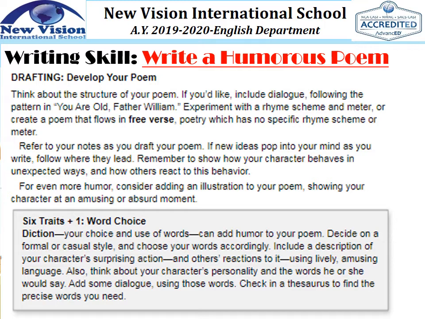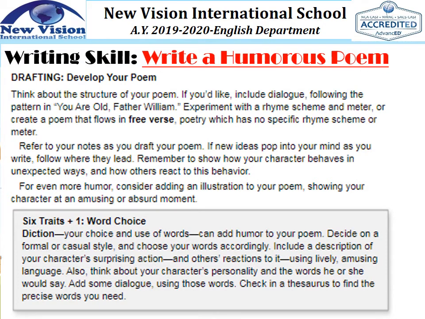Then, refer to your notes as you draft your poem. If new ideas pop into your mind as you write, follow where they lead. Remember to show how your character behaves in unexpected ways and how others react to this behavior. For even more humor, consider adding an illustration or a simple drawing to your poem, showing your character at an amusing or absurd moment.